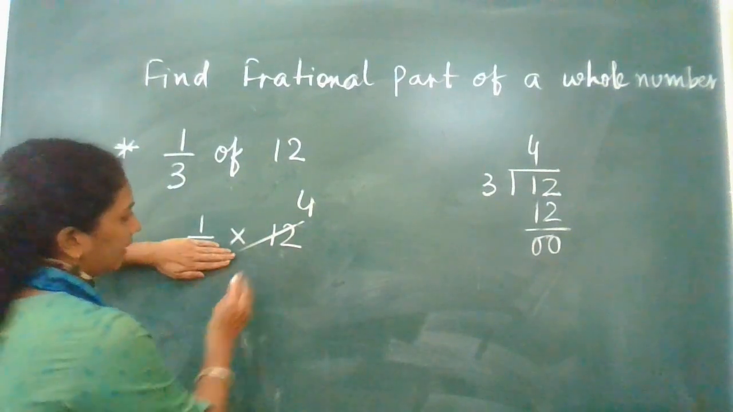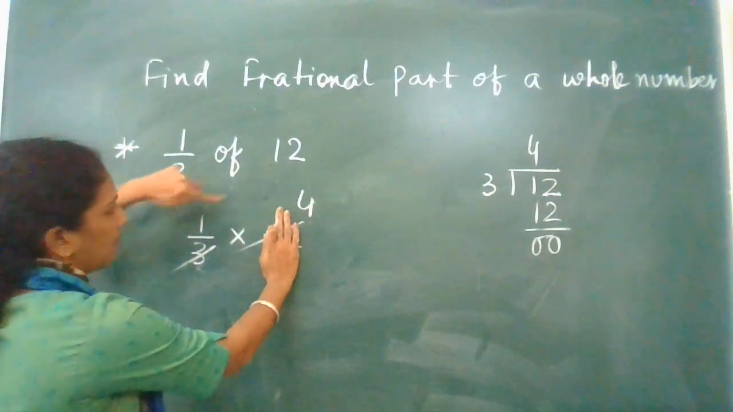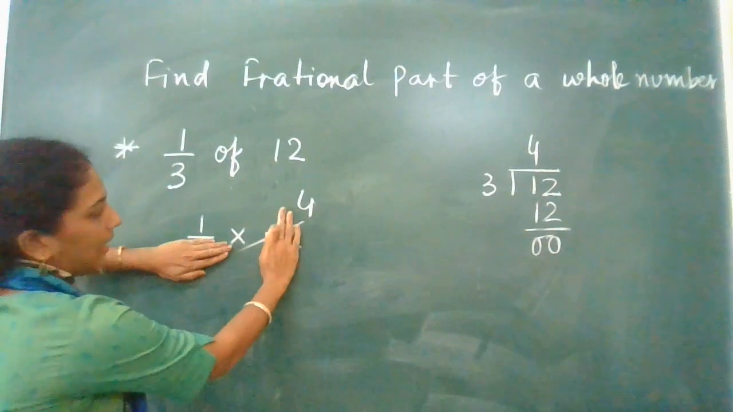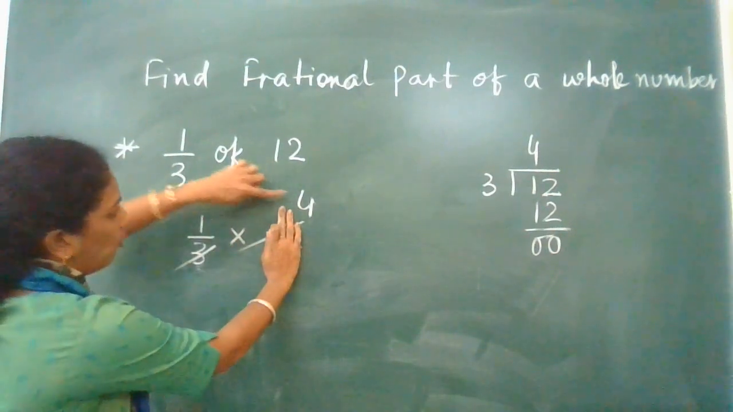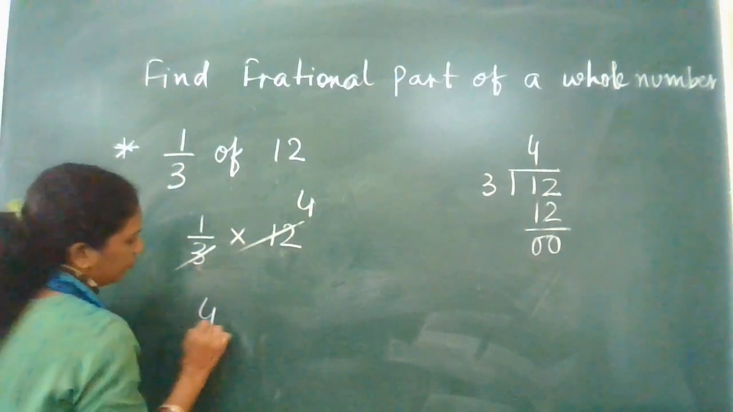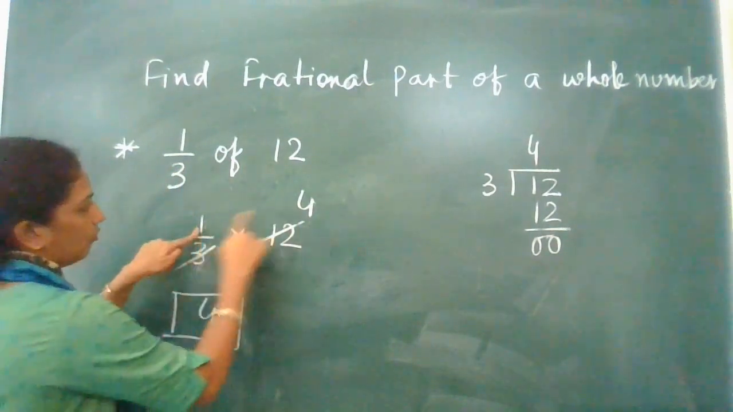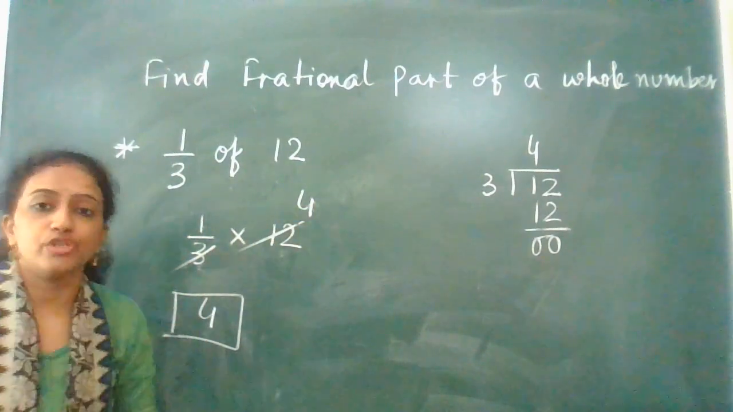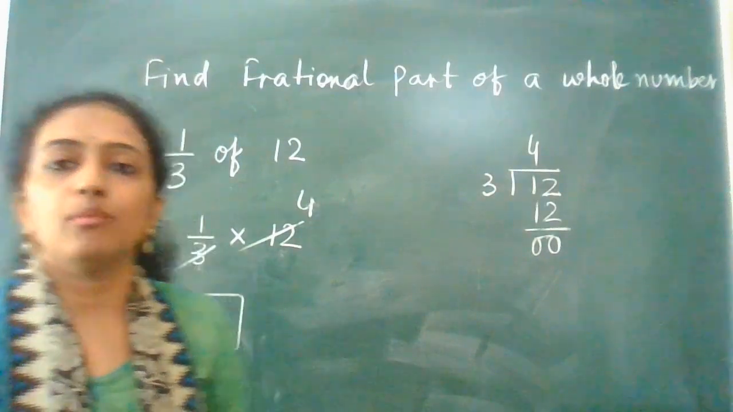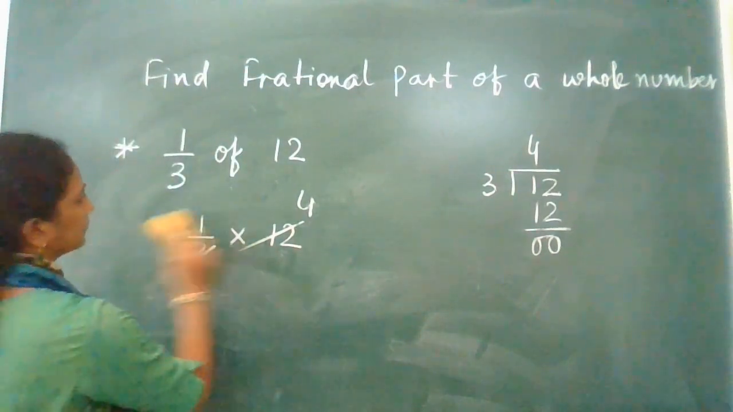Okay, now there is nothing left. Now 4 and 1 are remaining. Now 4 is a numerator, 1 is a numerator, with a multiplication sign. 4 ones are 4. You can say 1 4s are 4. So this is your answer. Let's see one more example.